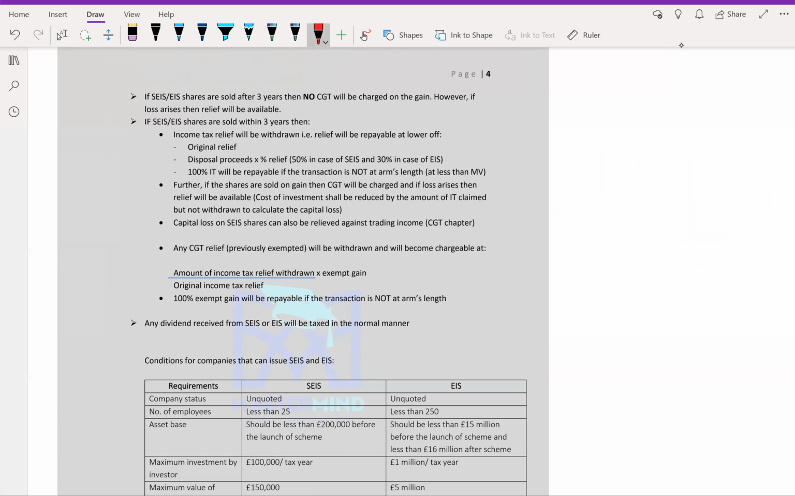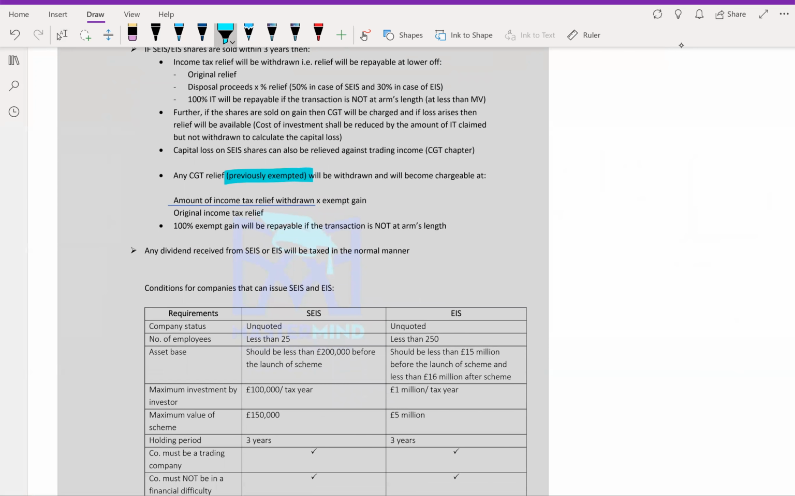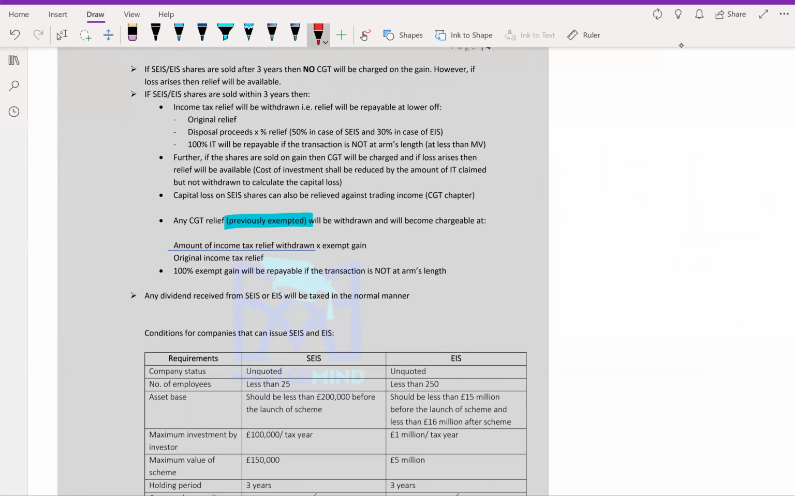Okay. Any CGT relief previously exempted will be withdrawn and will become chargeable at amount of income tax relief withdrawn multiplied by exempt gain divided by original income tax relief, right? So how will you get the amount of income tax relief withdrawn? From this formula. All right, from this formula. Get it? So how much of it is being withdrawn divided by how much was the original relief. If it's 100%, then 100% of the gain will be withdrawn. If not, then some of it. All right.